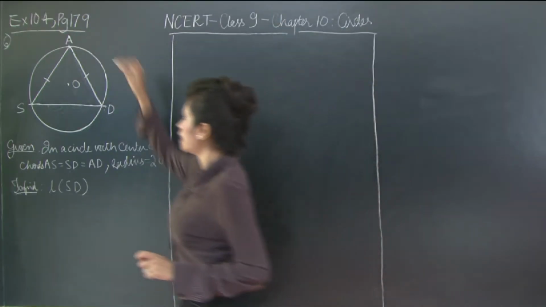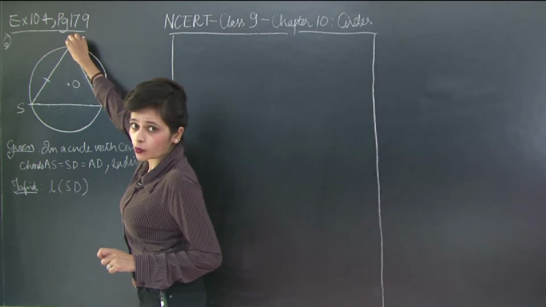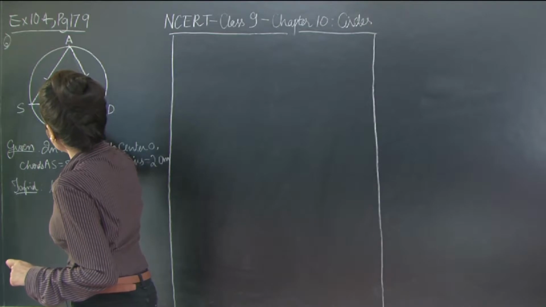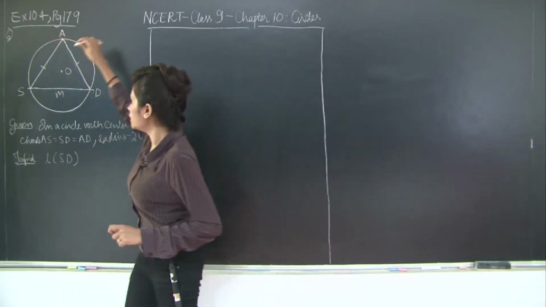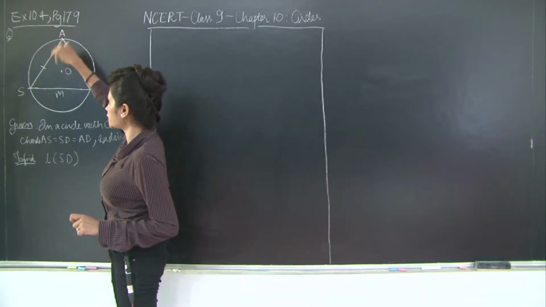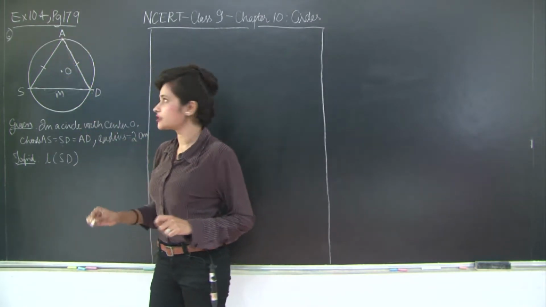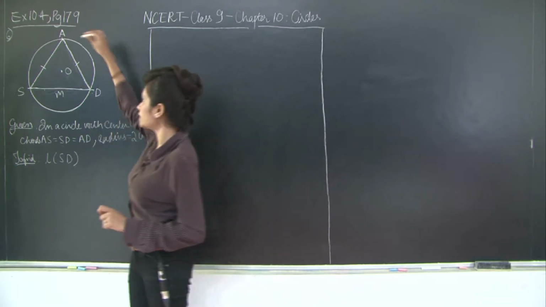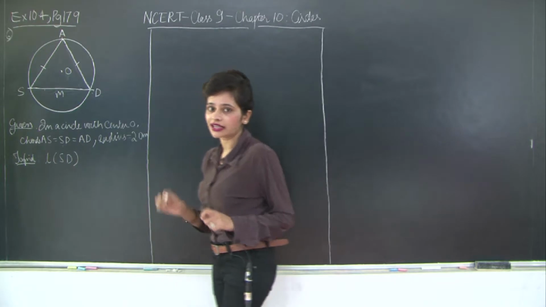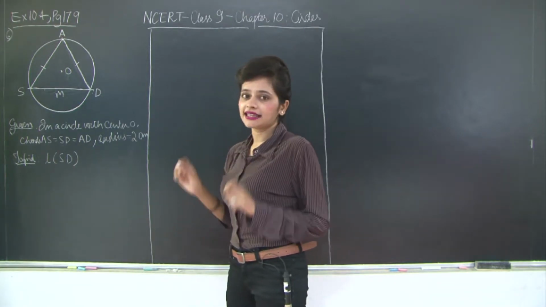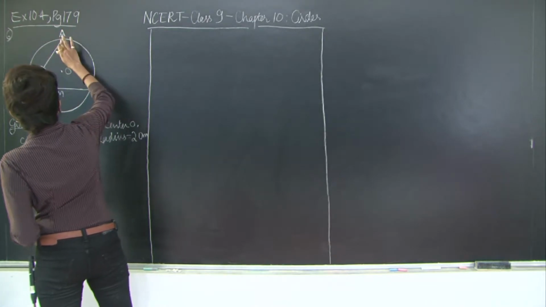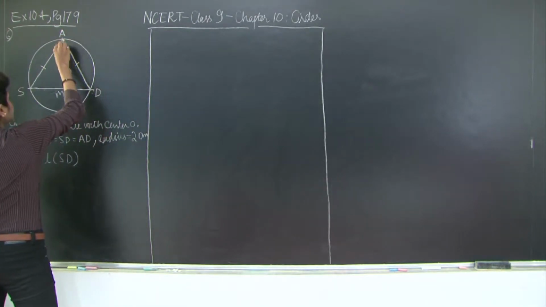What is the median? The median is a line drawn from one vertex to the midpoint. Let's say if M is the midpoint of SD, then the median would be from A to M. That is the line drawn from one vertex to the opposite side, and the altitude is the perpendicular drawn from one vertex of the triangle to the opposite side. In the case of an equilateral triangle, we know that the median and the altitude coincide. So let's say I am drawing an altitude of this triangle ASD.